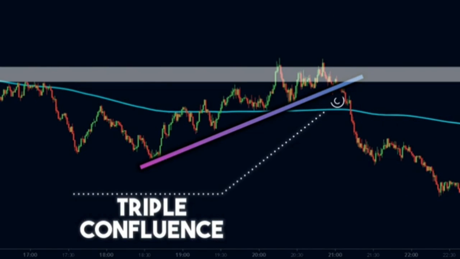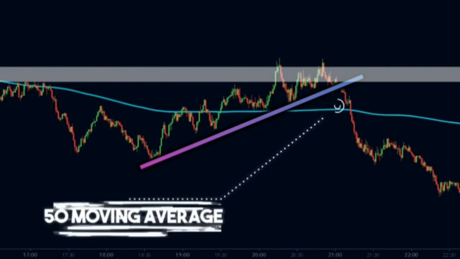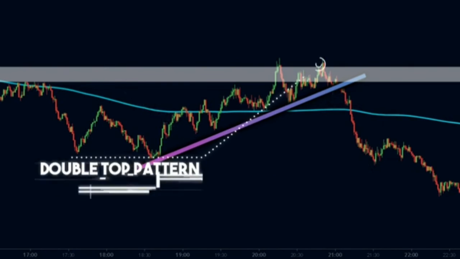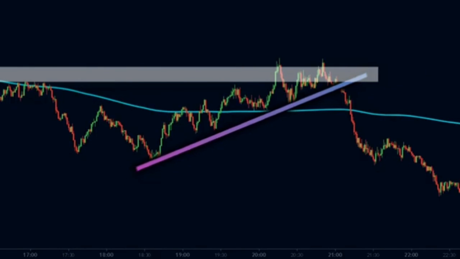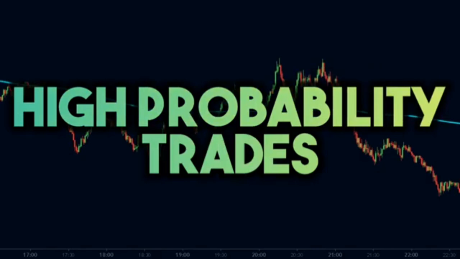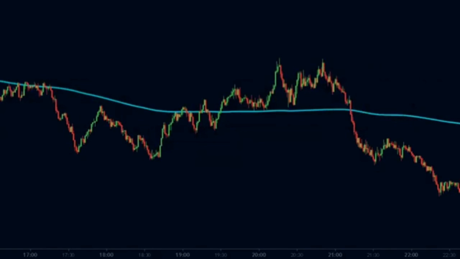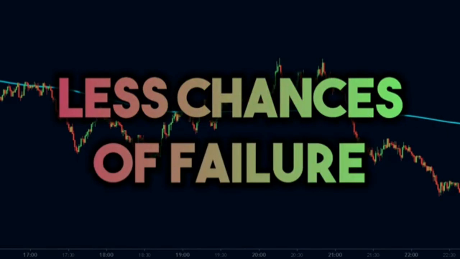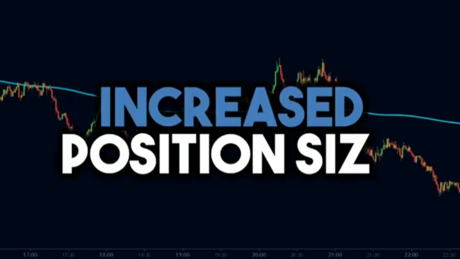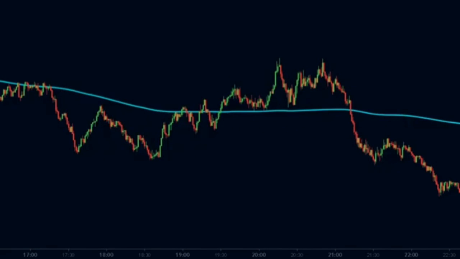Hence we have a triple confluence. The 50-period moving average, the resistance level, and now the double top pattern is also indicating a downtrend bias. These are high probability trades. In such trades, the chances of failure are much less. Hence, we should make the most of these trades by increasing our position size.